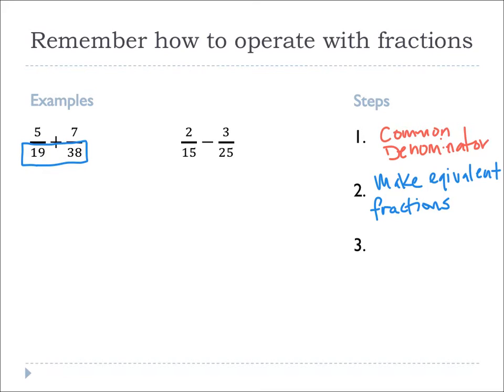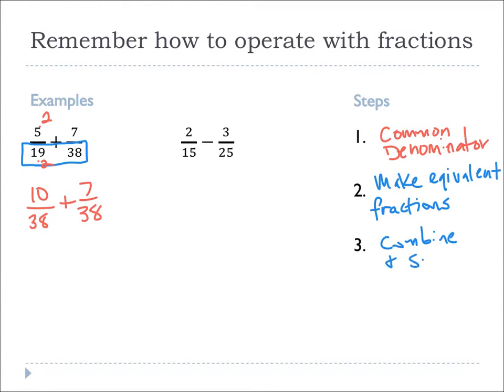We have to manipulate our fractions so that we have the same denominator. And so we need to multiply the 19 by 2 and we need to multiply the 5 by 2 so that we can get them both to have denominators of 38. So this would then be 10 over 38 plus 7 over 38. And then we can go ahead and combine.